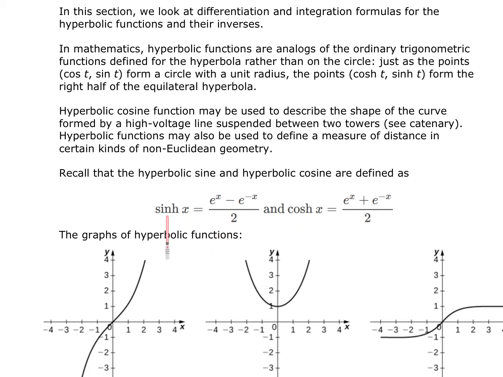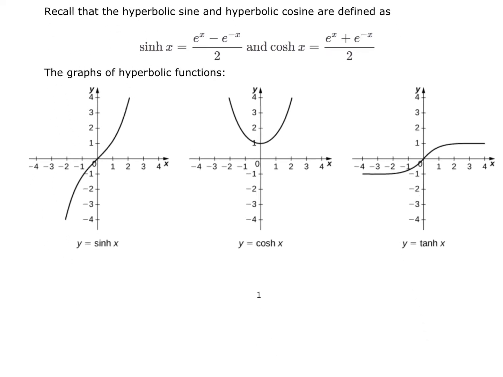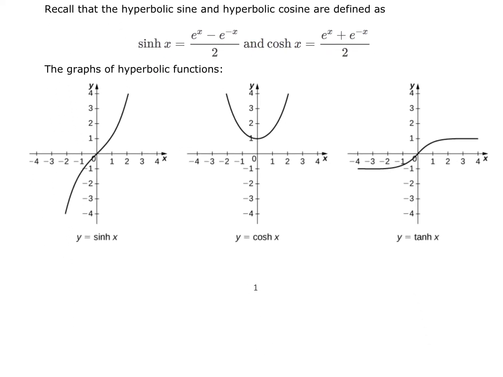So the hyperbolic sine of x is defined as e to the x minus e raised to the negative x, over 2. And the hyperbolic cosine is similar in the way it's defined. The only difference is that this is a negative between the two terms and this is a positive between the two terms. Now the graphs on the xy plane of the hyperbolic sine, cosine, and tangent look like this.